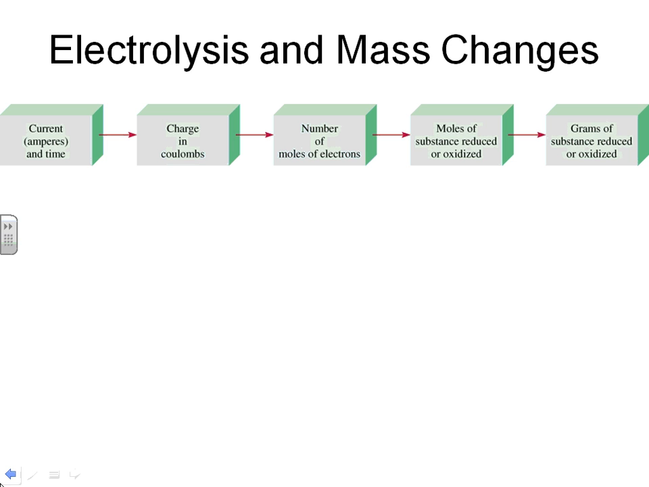And then through coulombs, we can turn that into moles of electrons. Again, Faraday's constant is what's going to link all this stuff together for us. Once we have moles of electrons, now we can look at our half reaction and see how moles of electrons relate to moles of whatever metal or substance it is that we're interested in oxidizing or reducing. And then once we have moles of that substance, we can turn it into grams.